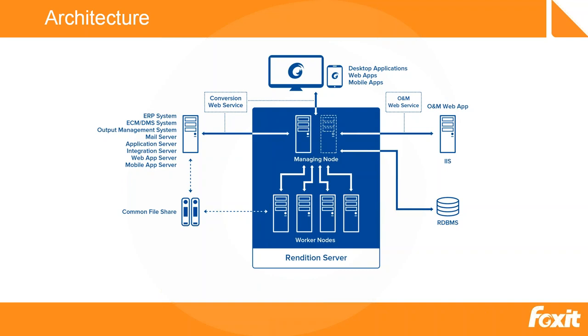On the right-hand side, topmost, we see the operation and maintenance web service. This is a REST-based web service, and the interesting part is that our own operation and maintenance web app uses this web service internally for all management functions of the rendition server. The nice part of this web service is that it's a public, published, documented interface of the rendition server, which means that any other application is perfectly capable of interacting directly with the rendition server managing nodes. So any function that you can do with the rendition server operation and maintenance web app can also be done with any other software, as long as you know how to communicate with it.